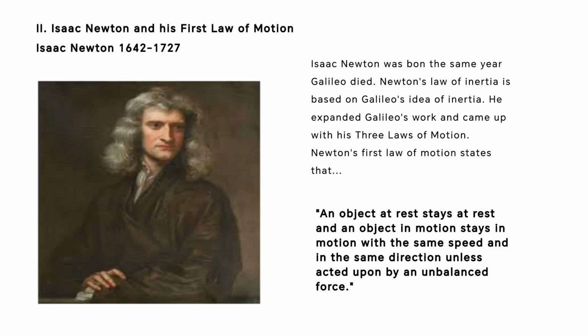Isaac Newton and his first law of motion. Isaac Newton was born the same year Galileo died. Newton's law of inertia is based on Galileo's idea of inertia. He expanded Galileo's work and came up with his 3 laws of motion. Newton's first law of motion states that, quote, an object at rest stays at rest, and an object in motion stays in motion with the same speed and in the same direction unless acted upon by an unbalanced force.